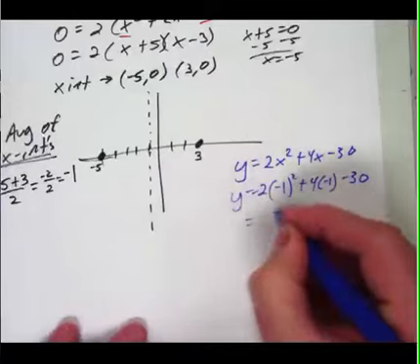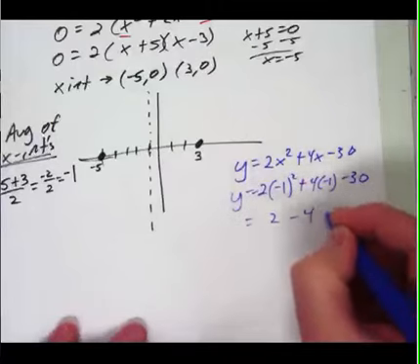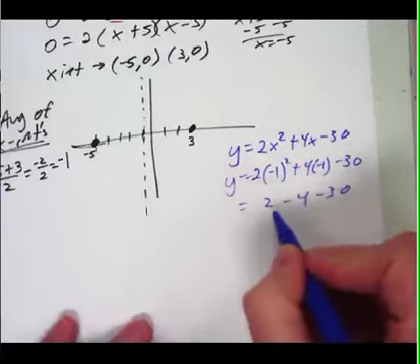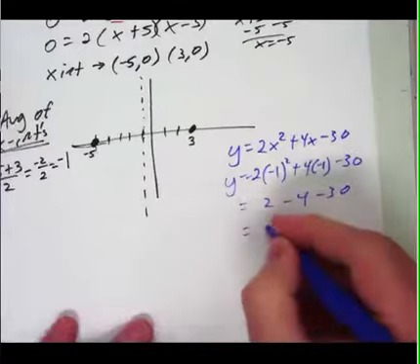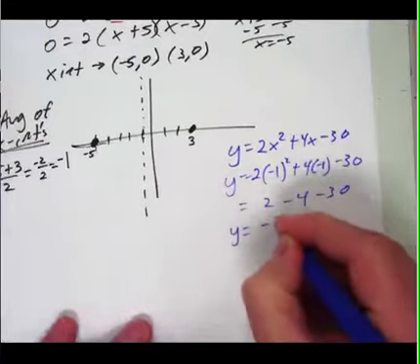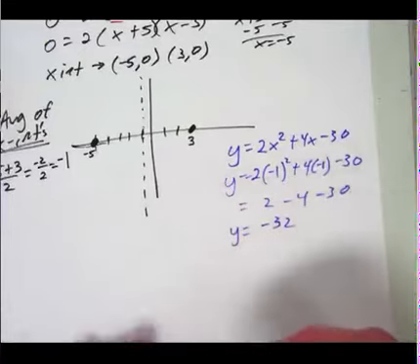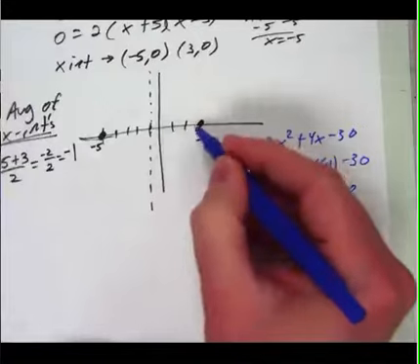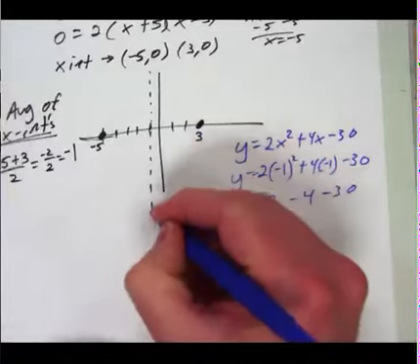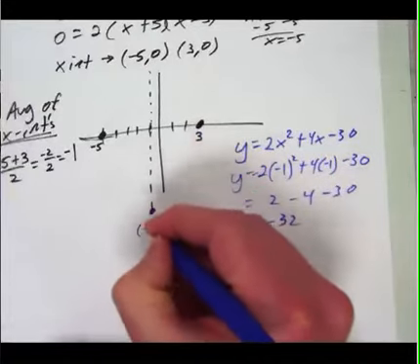Well, negative 1 squared is 1, so that gives me 2. This is minus 4, minus 30. Well, 2 take away 4 is negative 2, minus 30 is negative 32, so my y value is negative 32. So in this particular case, I know I have a point at (-1, -32). So let's say that that's the location.